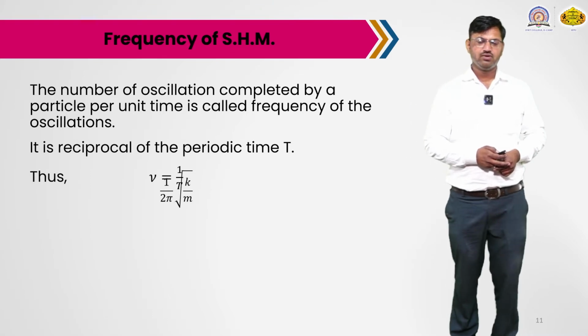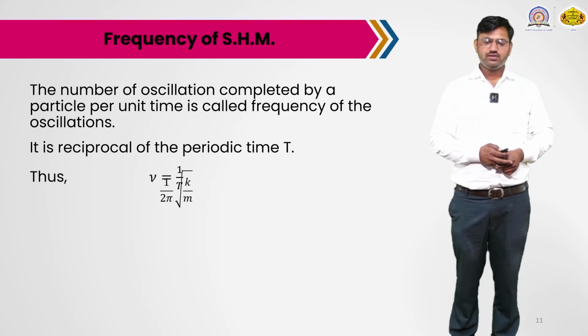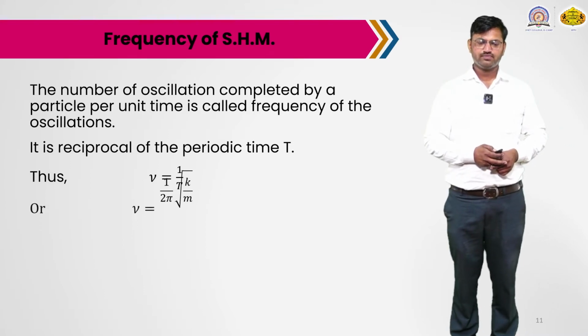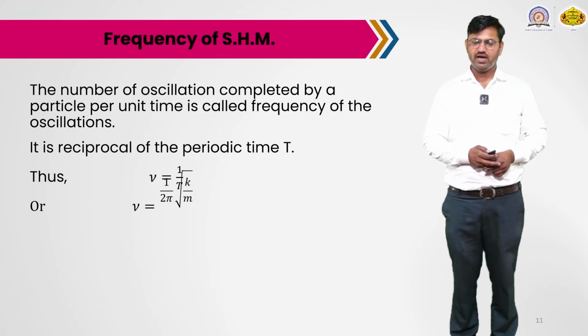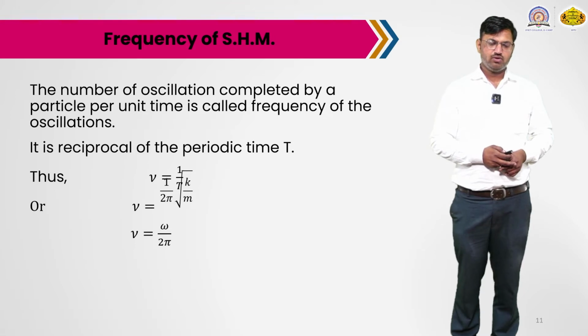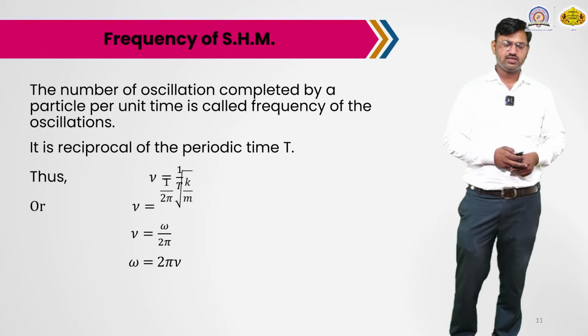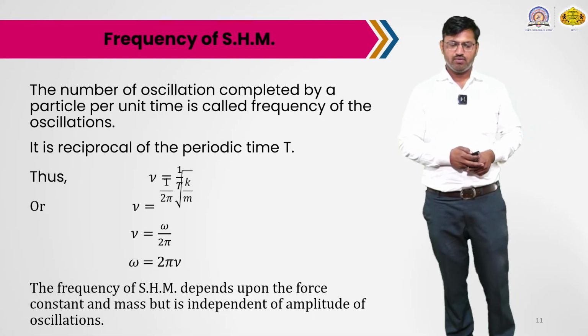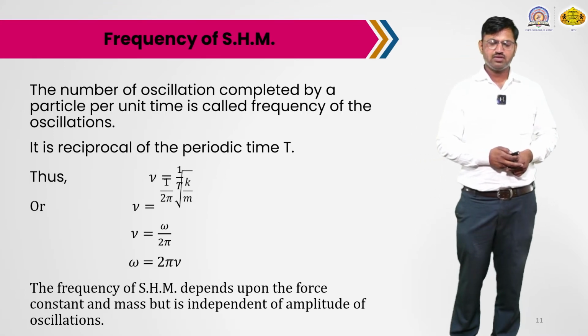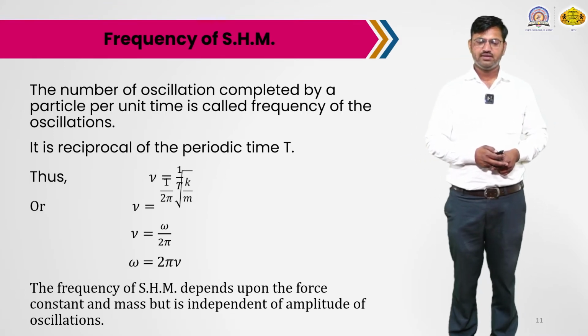Thus we have ν = 1/T = (1/2π)√(k/m). ν = ω/2π, and therefore ω = 2πν. The frequency of simple harmonic motion depends upon the force constant and mass but is independent of the amplitude of oscillations.